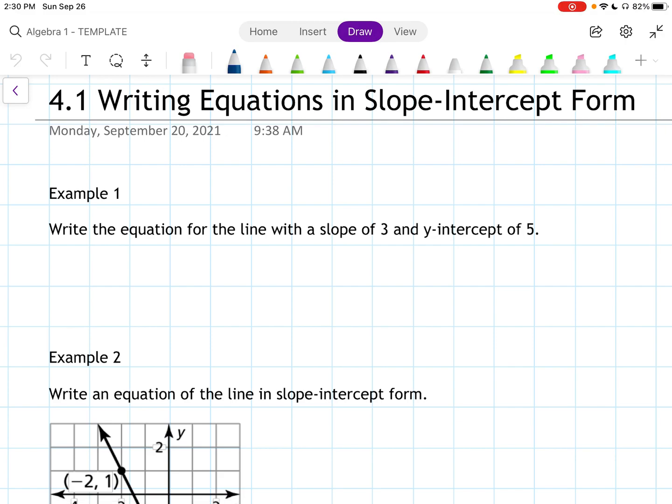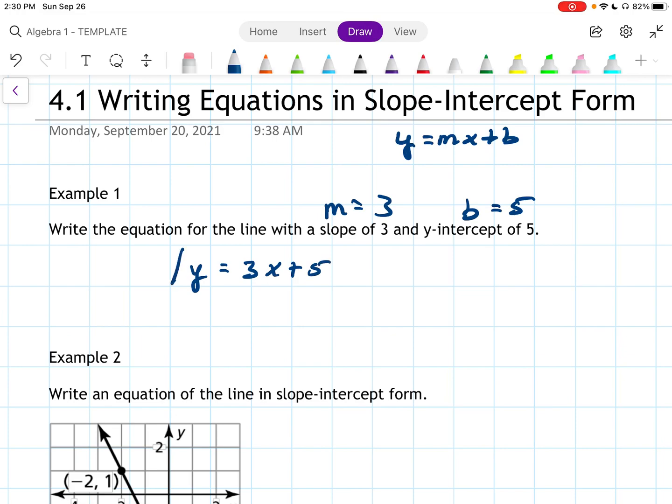Example 1, write the equation for the line with a slope of 3, so m equals 3, and a y-intercept, b equals 5. Using slope-intercept form, remember that that is y equals mx plus b. We just plug in. This is y equals 3x plus 5. And that's all for example 1.